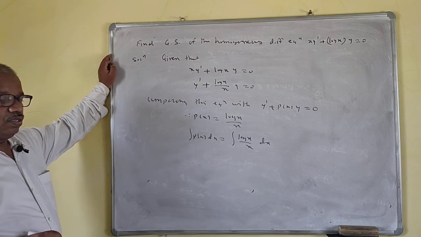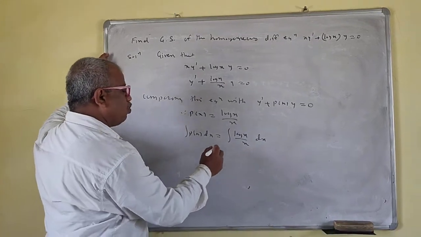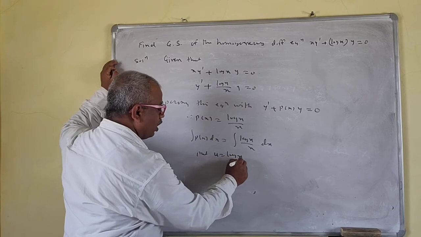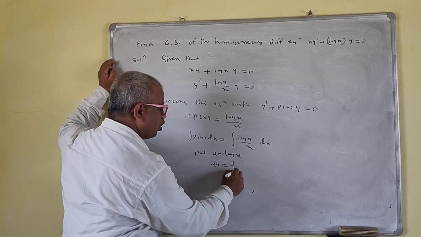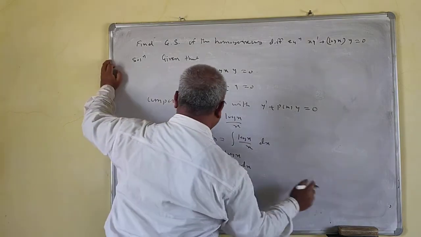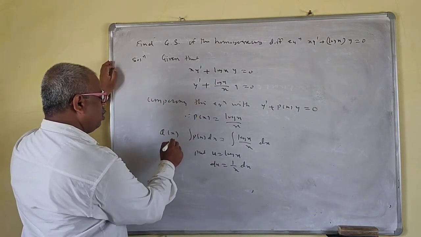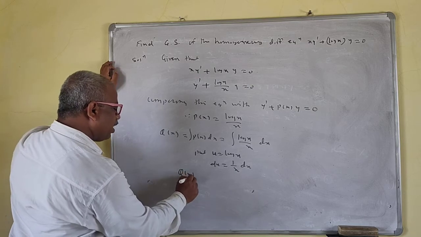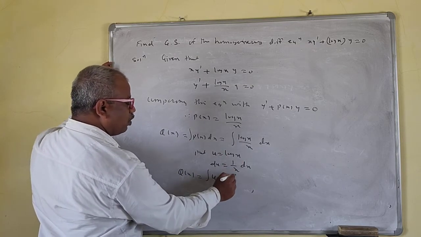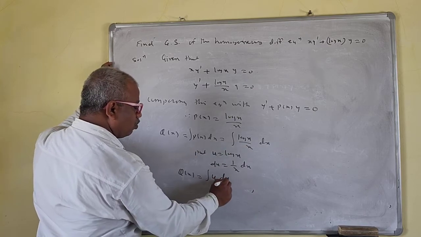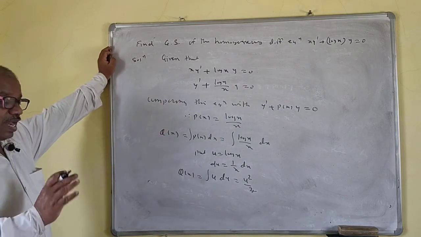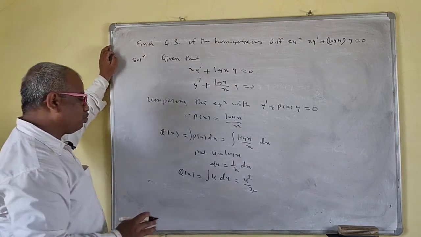Okay, so if you put u is equal to log x, so du is equal to 1 upon x dx. Oh, this is phi of x. So phi of x is equal to the integration of log x, where log x is u and 1 upon x dx is du. So this is the integral of u du, which is u square by 2. Don't add the constant here.